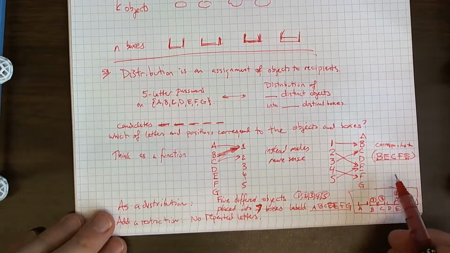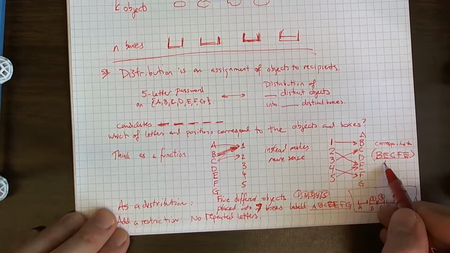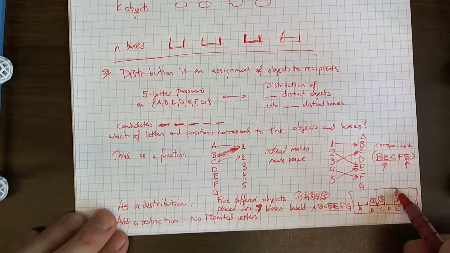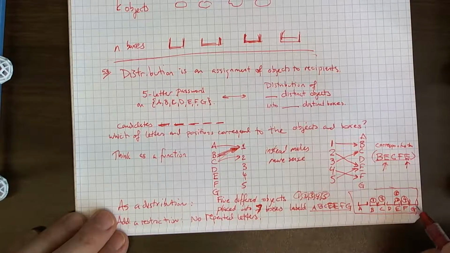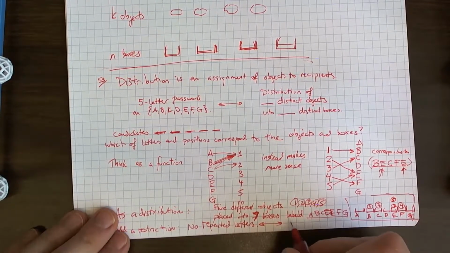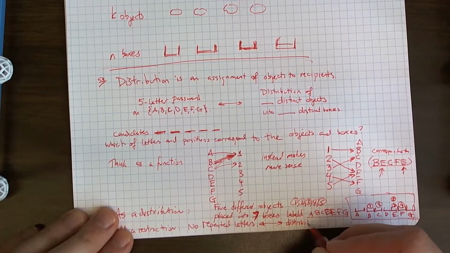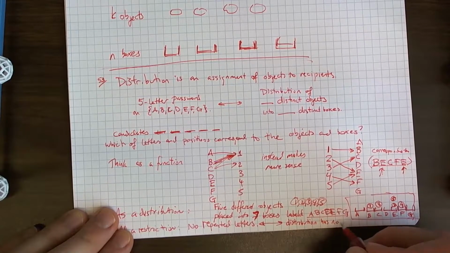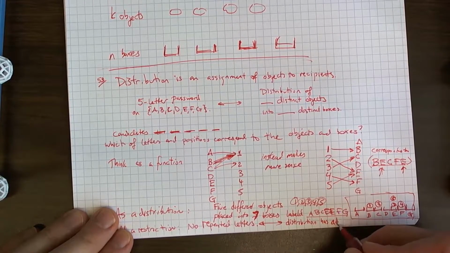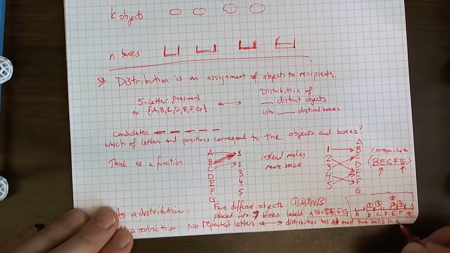What does that correspond to? Well, no repeated letters is saying we can't have E happen twice. That corresponds to having 2 balls in the E box. So we're not allowed to have 2 balls in the E box, so no repeated letters corresponds to a restriction on the distribution, that the distribution has at most 2 balls in any box.